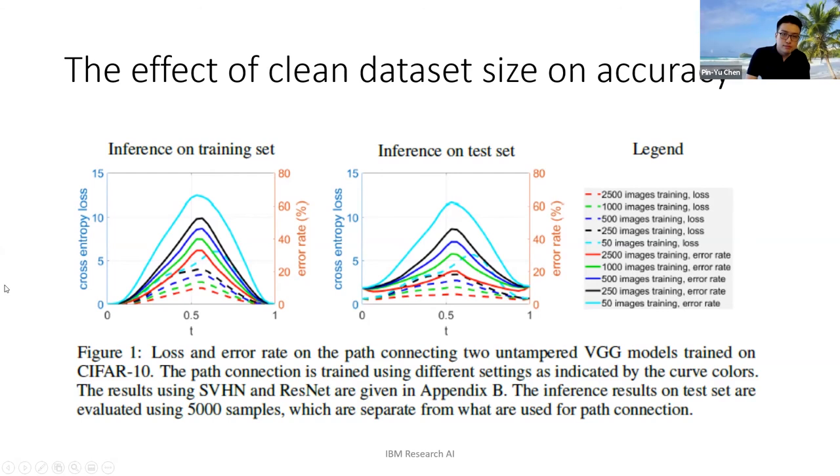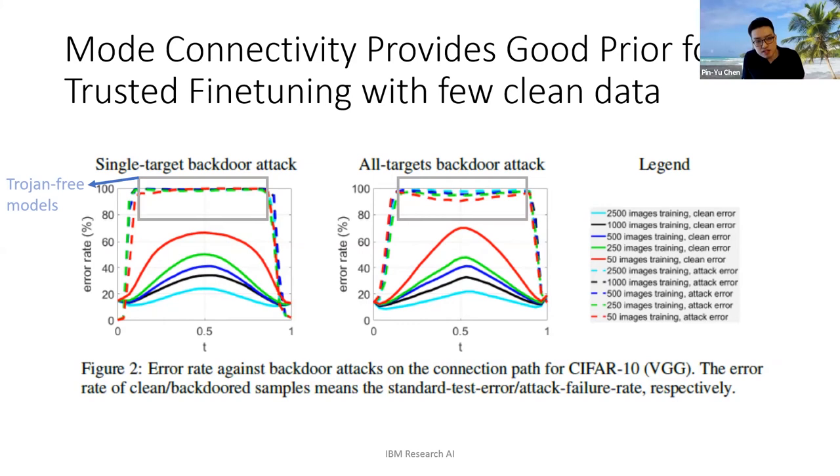The more interesting thing is to look at the backdoor effectiveness. So here is the plot. Remember the two endpoints are models with backdoors. These dashed lines are the backdoor attack error. Zero means the backdoors are completely effective.